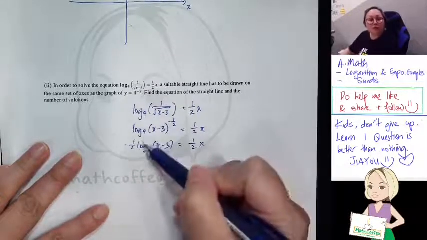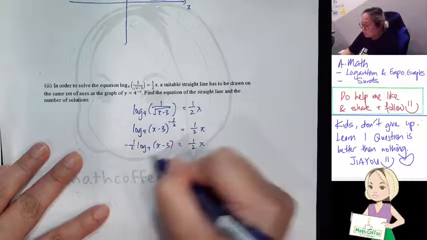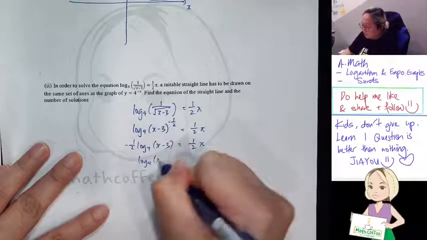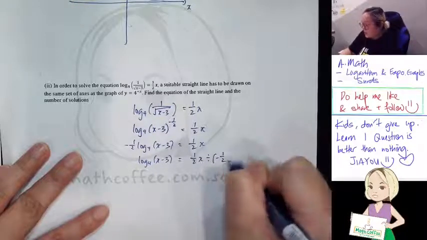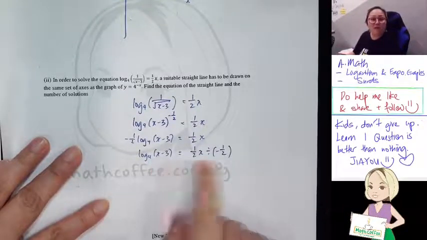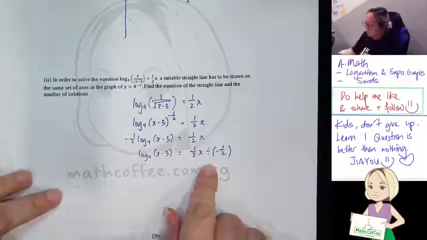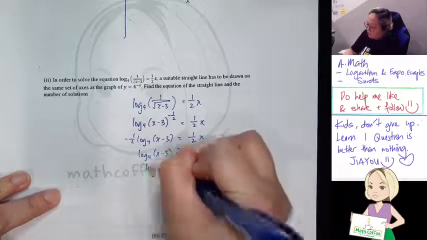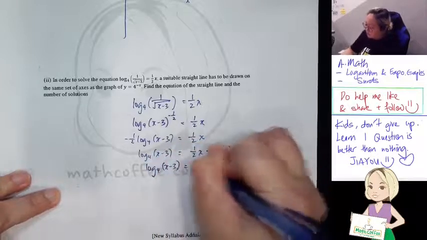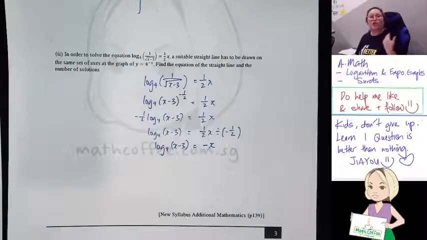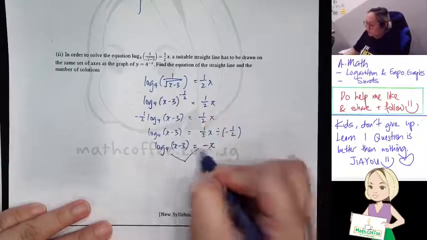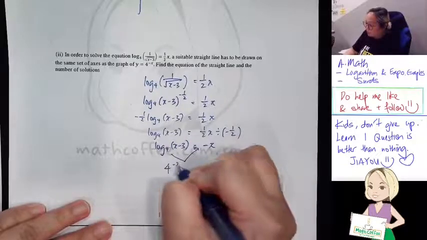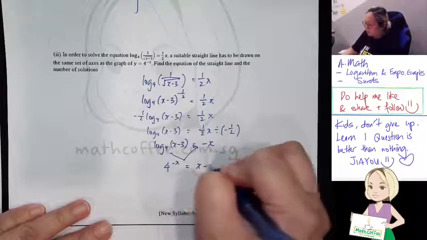So I'm going to bring the minus half to the other side. So it becomes log 4 x minus 3 equals to half x divided by negative half. So half divided by negative half will give you negative 1. So it becomes log 4 x minus 3 equals to minus x. Then we left with the last step, means changing it to index form. Push up, push up, push up. So you will have 4 to the power of negative x equals to x minus 3.